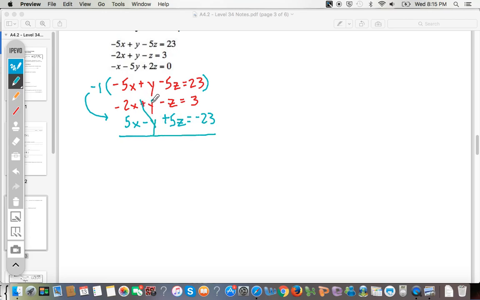So, doing some arithmetic here, y's cancel. That's our goal. Negative 2x plus 5x would be 3x. Negative z plus 5z is a positive 4z. And 3 minus 23 is negative 20. So remember, let's star this equation. So now what we need to do is pick two other equations up here and eliminate the same variable. So we eliminated y, we need to eliminate y again in order to get a two-variable equation in terms of x and z.